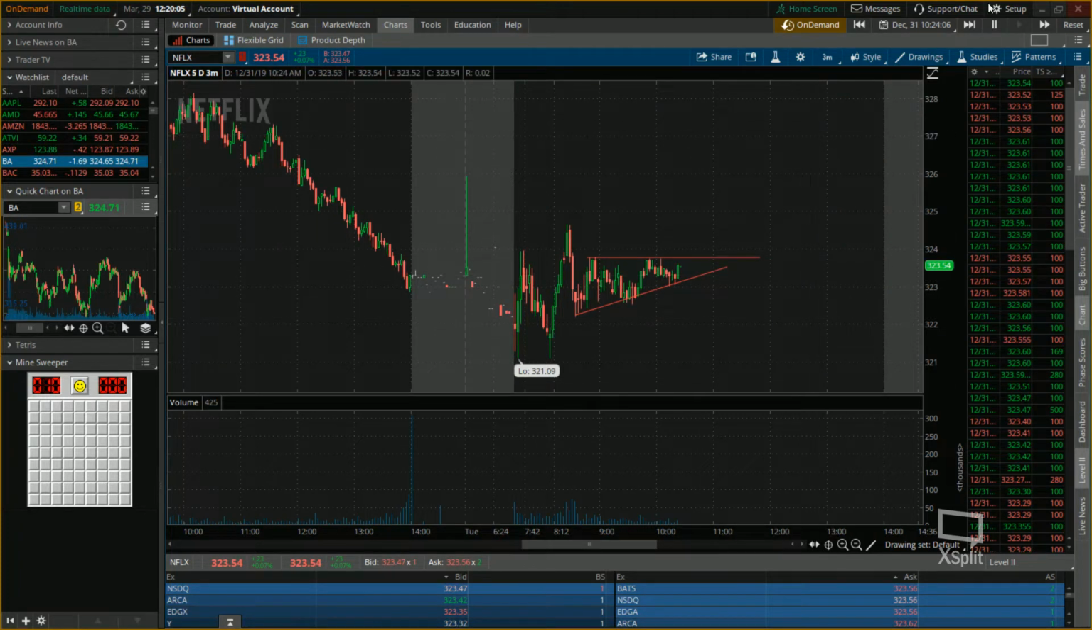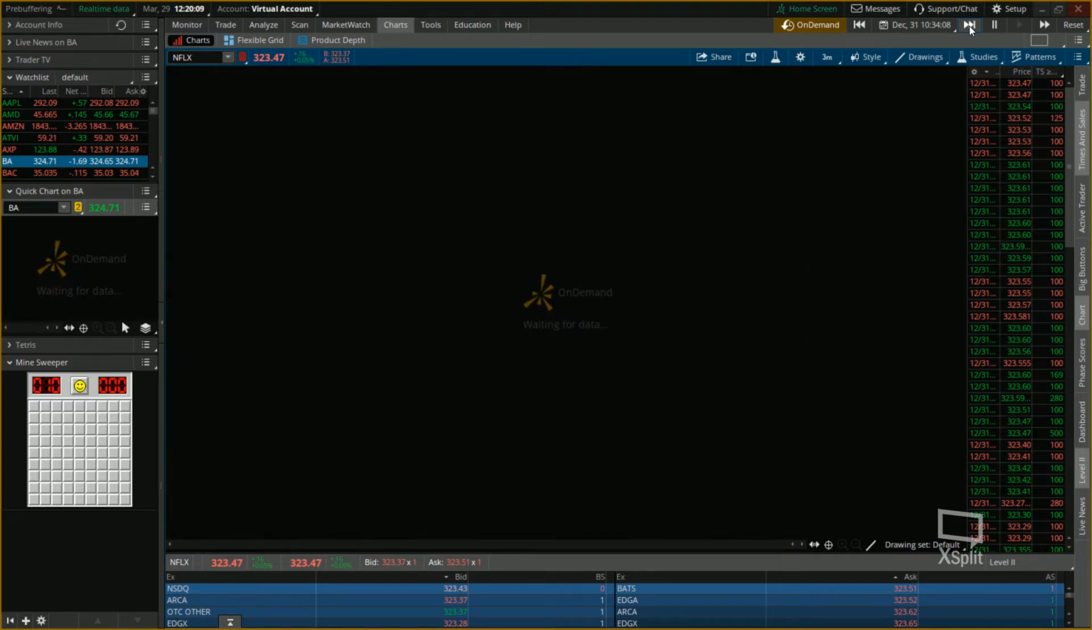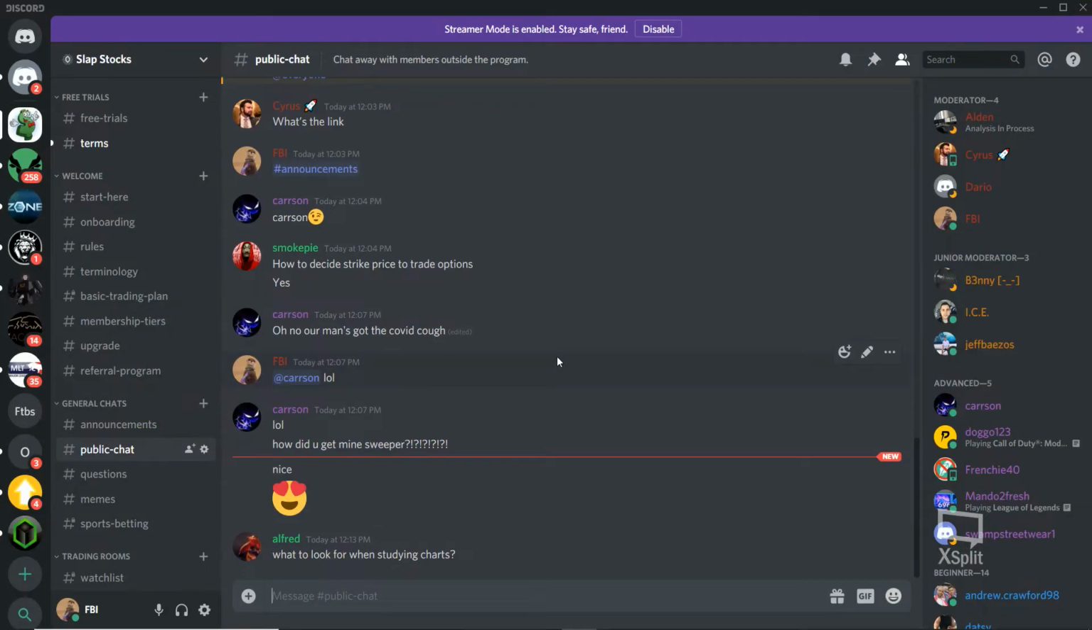So we can just wait, or we could just fast forward through the day. Let's see what it looks like, if it wants to load. I don't know how to use this on demand, honestly. This is literally the first time I've ever used it, but you get the point. You get the point on what I'm trying to show you. Did that answer your question?